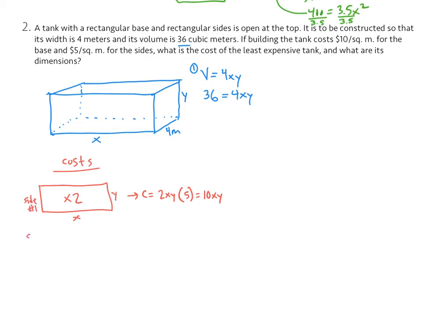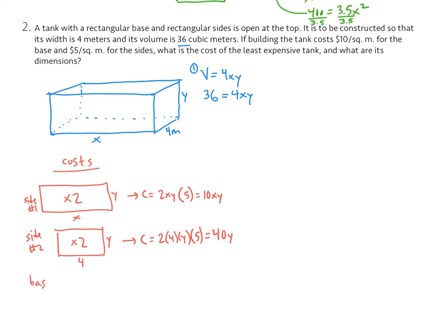I'll call that side number 1. Side number 2 is a rectangle that is 4 along the base and y along the height, and there are 2 of them. So the cost of those would be 2 times 4 times y. That's the area of both of them added together. And then I'm going to multiply it by the cost per square meter of the sides, which is again 5. So 2 times 4 is 8. 8 times 5 is 40. 40y is the total cost of those 2 sides.